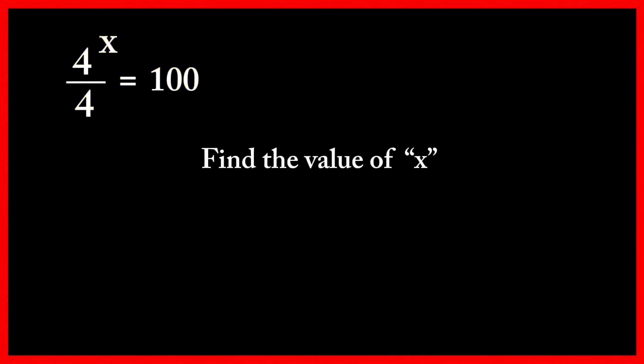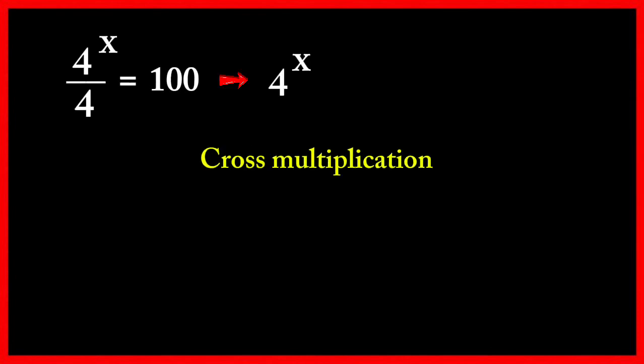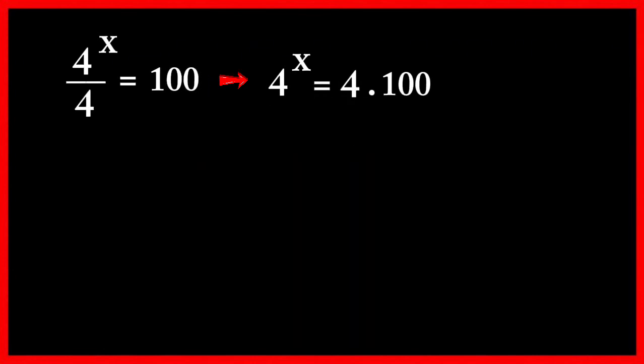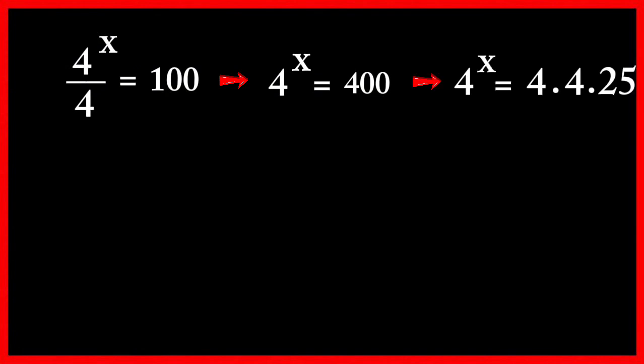We have 4 raised to the power of x divided by 4 is equal to 100. At this point, we can use cross multiplication. When we cross multiply, 4 raised to the power of x becomes equal to 4 multiplied by 100. 4 multiplied by 100 gives us 400. We can rewrite 400 as 4 multiplied by 25, because 4 multiplied by 25 is 100. So, our expression becomes 4 raised to the power of x, equal to 4 multiplied by 4 multiplied by 25.